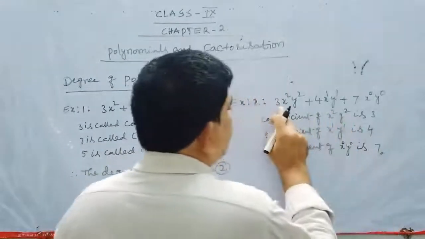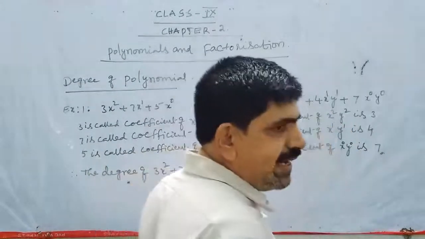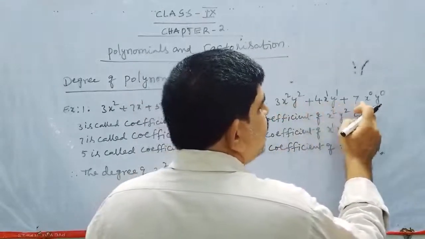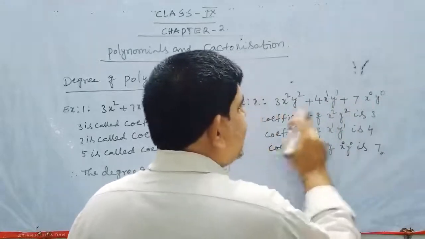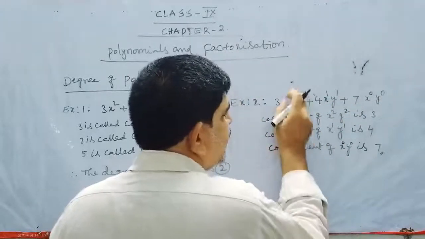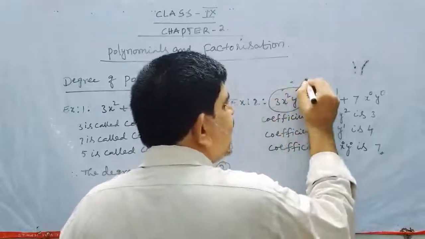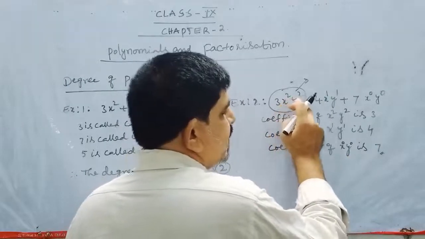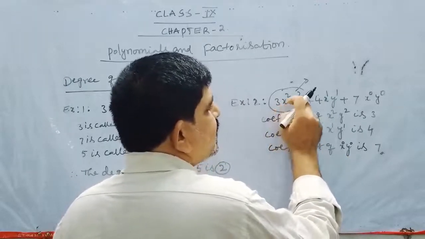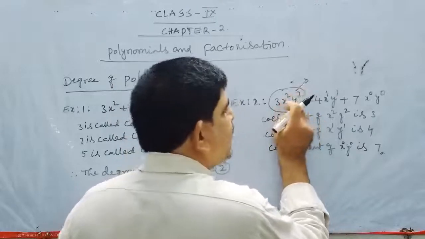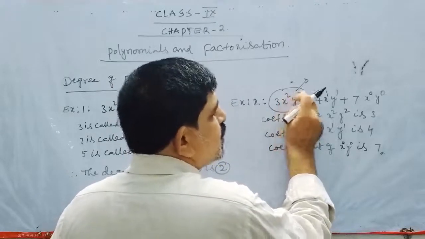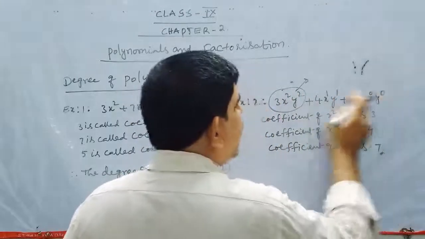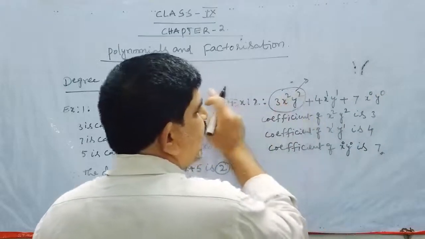Now the highest power is known as the degree of the polynomial. Take 3x square y square plus 4xy plus 7x to the power of 0 y to the power of 0. In these three, each is generally taken as a single term, so that is a monomial. The degree of 3x square y square is the sum of the powers of the variables, so 2 plus 2, 4. So here 4, here 2, and here 0. The highest power is taken as the degree of the polynomial.